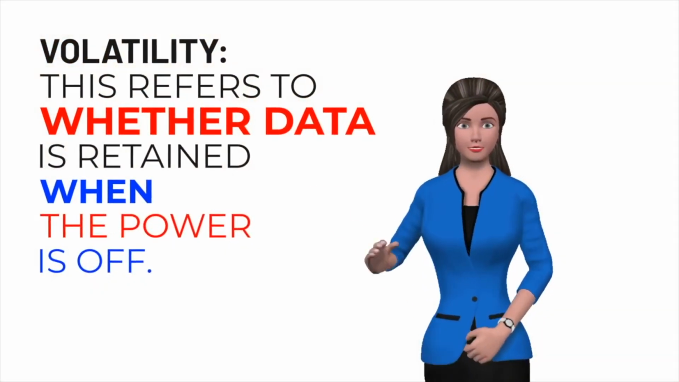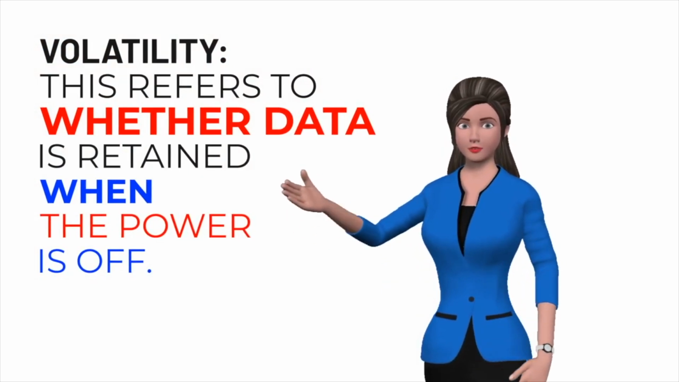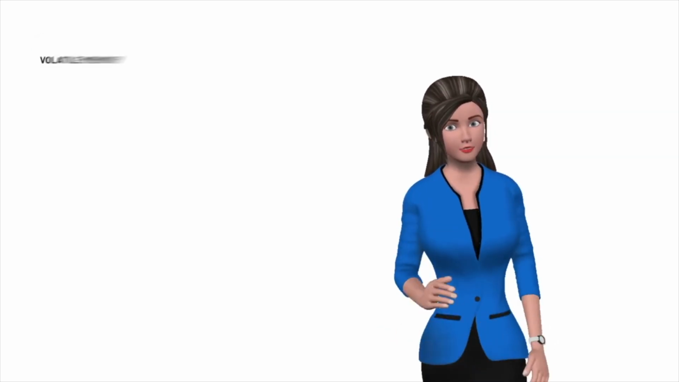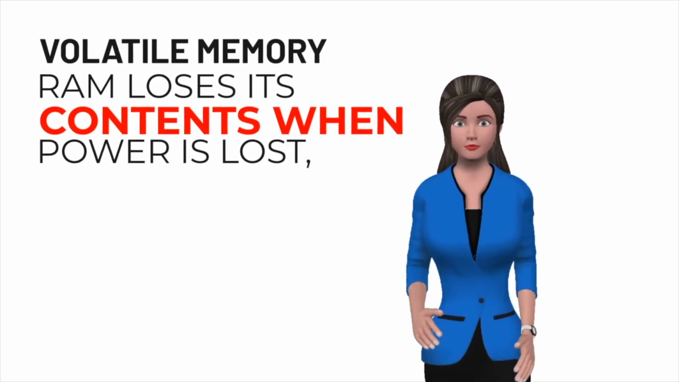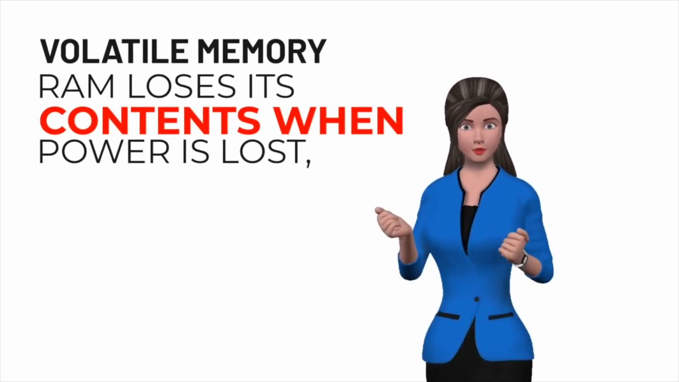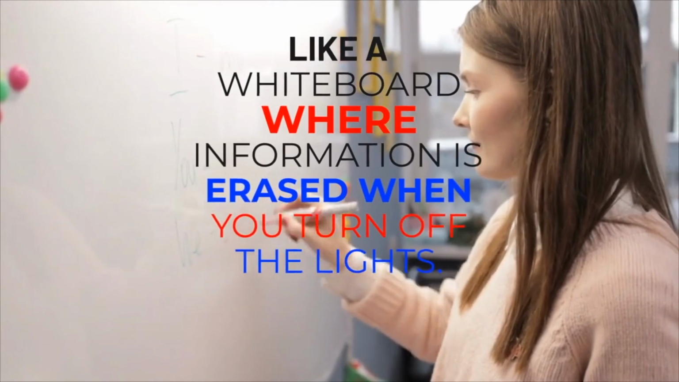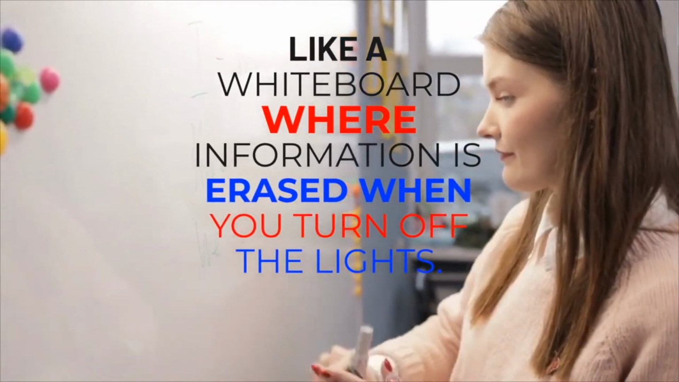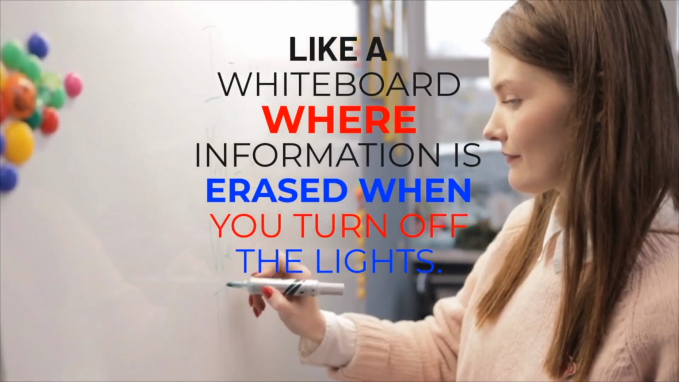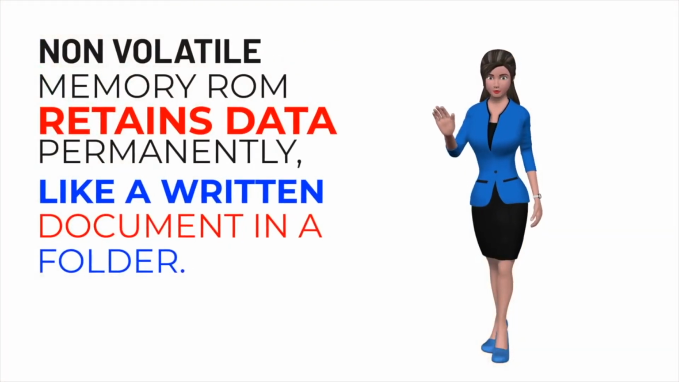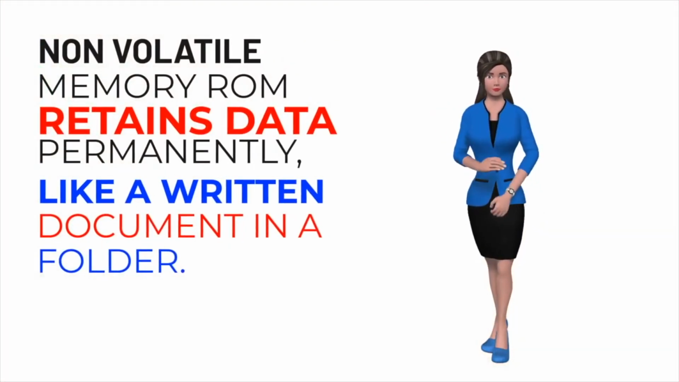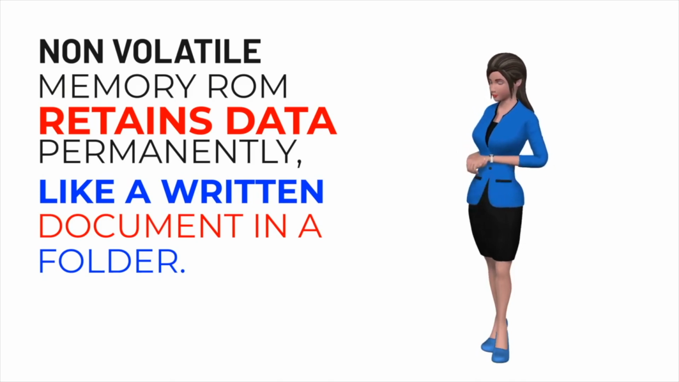Volatility. This refers to whether data is retained when the power is off. Volatile memory: RAM loses its contents when power is lost, like a whiteboard where information is erased when you turn off the lights. Non-volatile memory: ROM retains data permanently, like a written document in a folder.